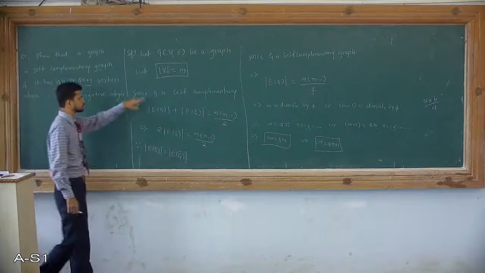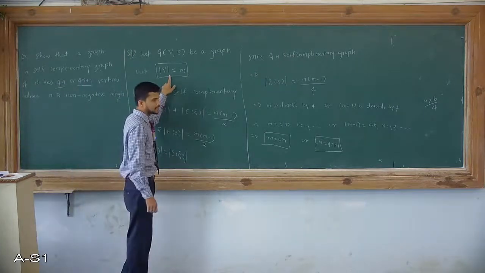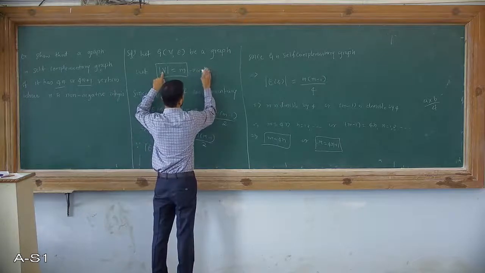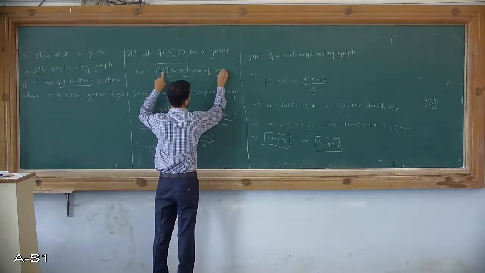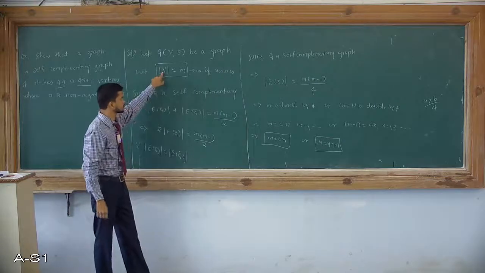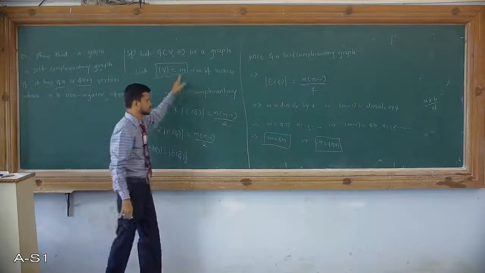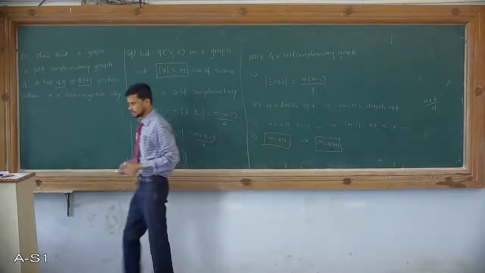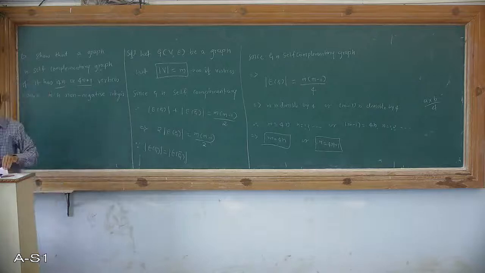Here m stands for the cardinality of V. Cardinality of V means the number of vertices. So m is equal to 4n or 4n plus 1. This completes the solution of this question.